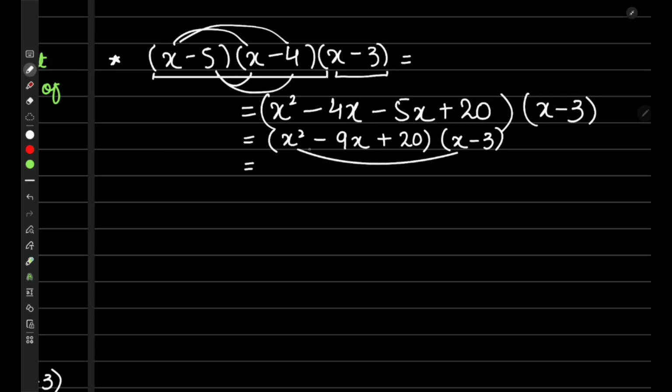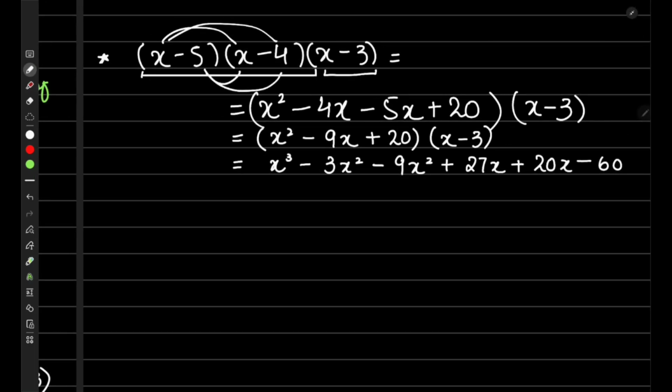So x square with x, and you can do it the other way. Multiply minus 9x with all of these three terms and then multiply minus 3 with all the three terms. I'm just carrying forward with the same pattern. I'm multiplying this x square with the second bracket, so it will turn out to be x square times x, that gives you x cube. Then x square times minus 3 gives you minus 3x square. Minus 9x times x gives you minus 9x square, and minus 9x times minus 3 gives you plus 27x, plus 20x minus 60.